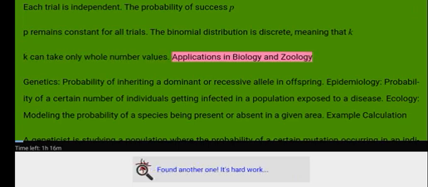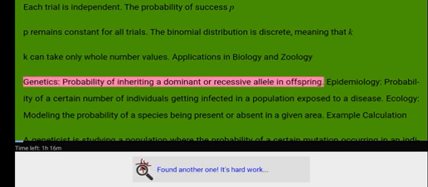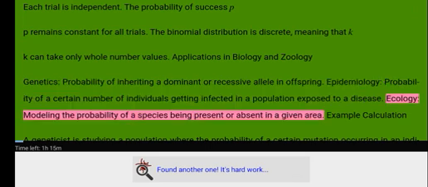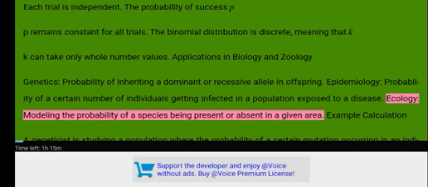Applications in biology and zoology. Genetics: probability of inheriting a dominant or recessive allele in offspring. Epidemiology: probability of a certain number of individuals getting infected in a population exposed to a disease. Ecology: modeling the probability of a species being present or absent in a given area.